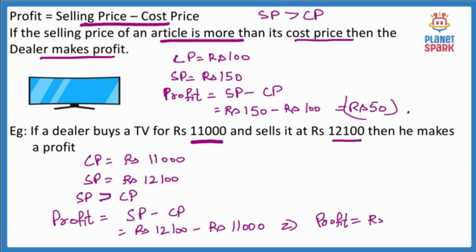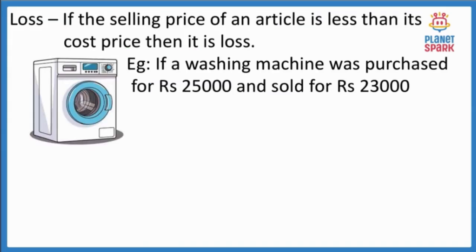But what will happen if cost price is greater than selling price? That means if cost price is greater than selling price, we have a case of loss. If the selling price of an article is less than its cost price, I have purchased the article for more money and I'm selling it at a cheaper price. That means it is a case of loss. So the formula for loss is cost price minus selling price, and loss is incurred if selling price is less than cost price.